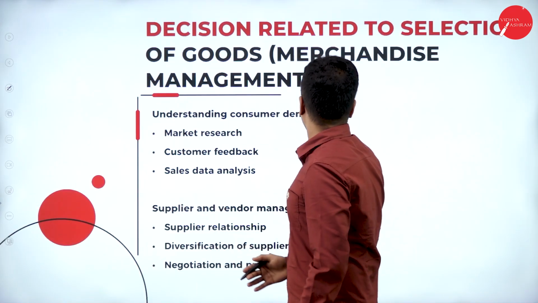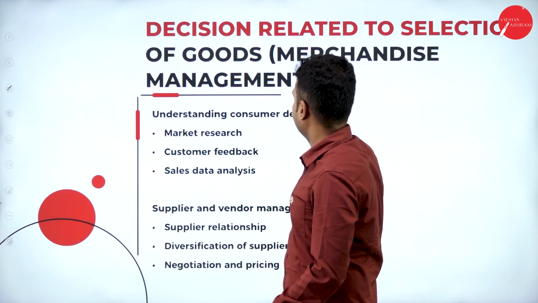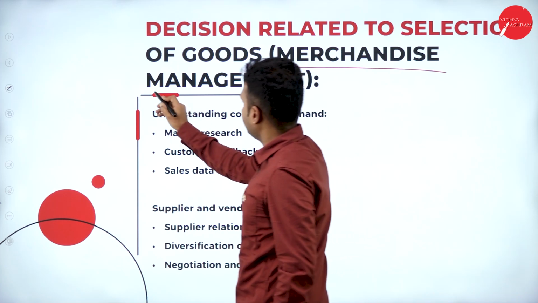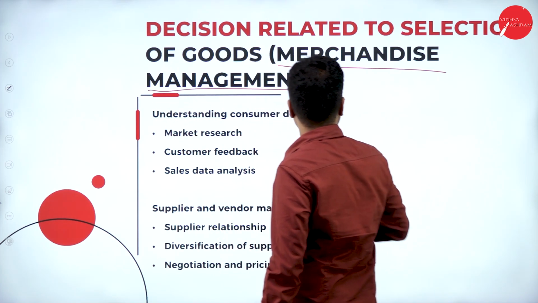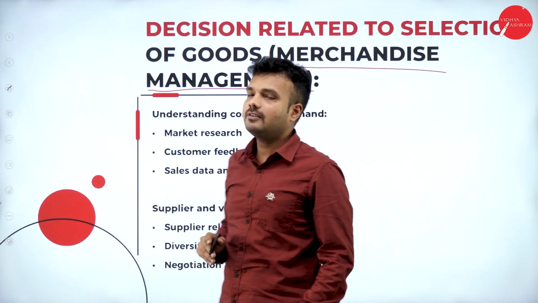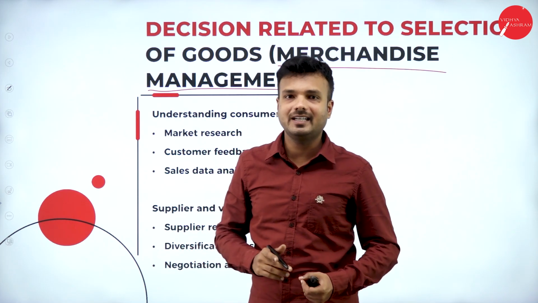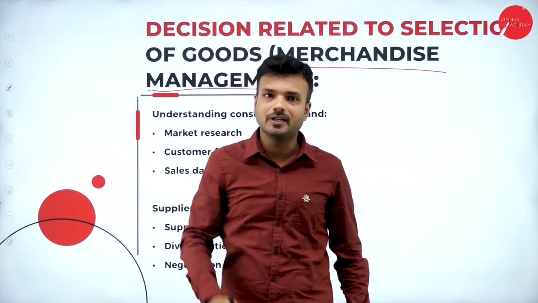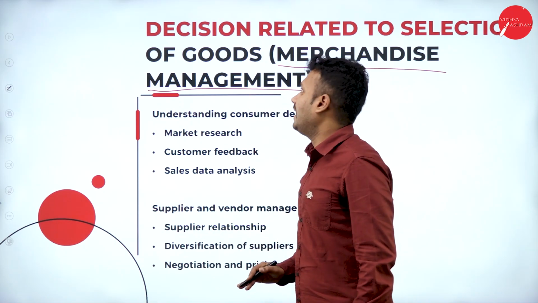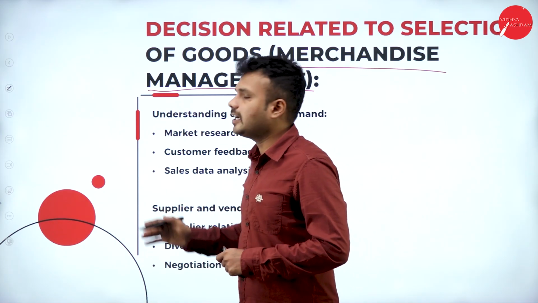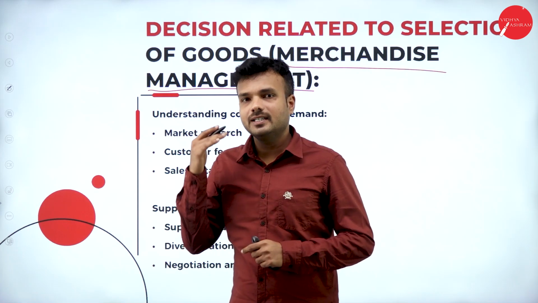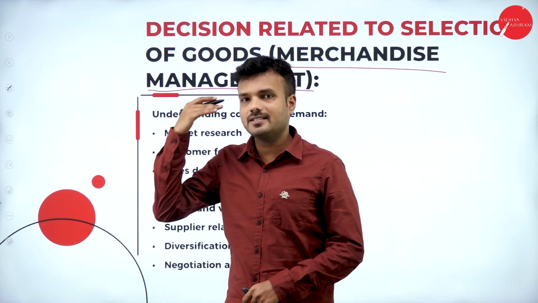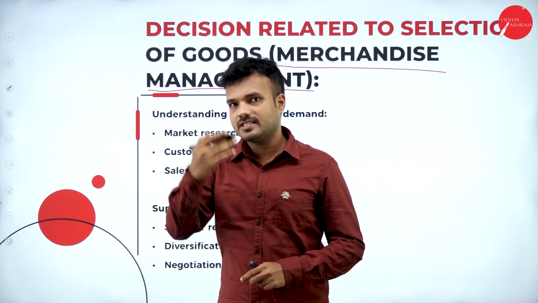Now, decisions related to the selection of goods, or merchandise management. What is this merchandise management? Merchandise is nothing but the tangible good, which has a physical existence. The management of the tangible good is what we call merchandise management. In this unit we are going to study two aspects: one is decisions related to goods and the second is decisions related to service.